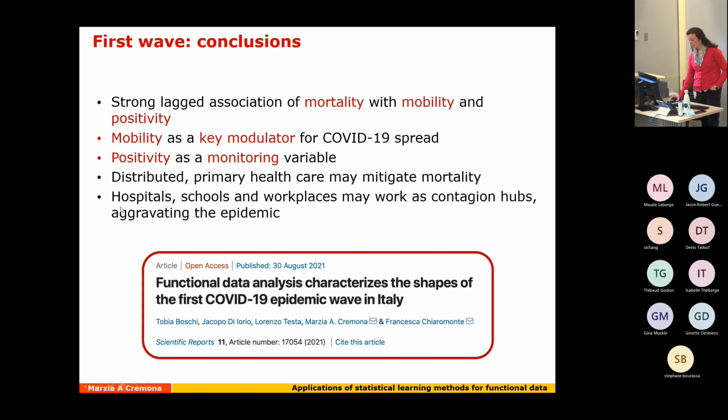Also, we were able to see that distributed primary health care can mitigate mortality, while big hospitals, big schools, and big workplaces can actually work as contagion hubs. If you are interested in seeing more results, we published the results of this project in Scientific Reports, so you can find much more details there.